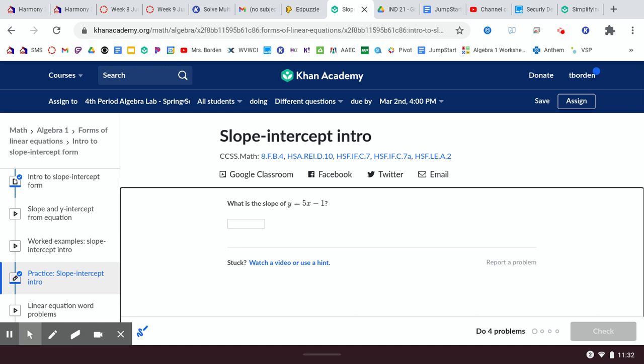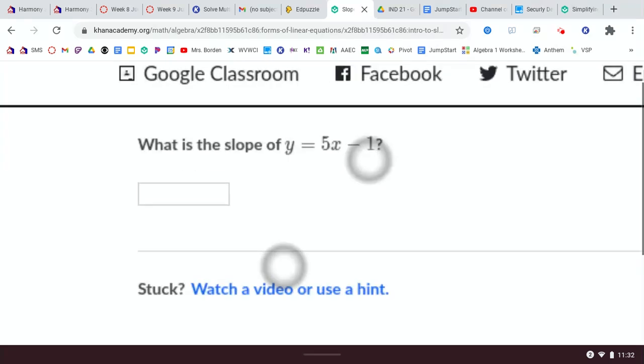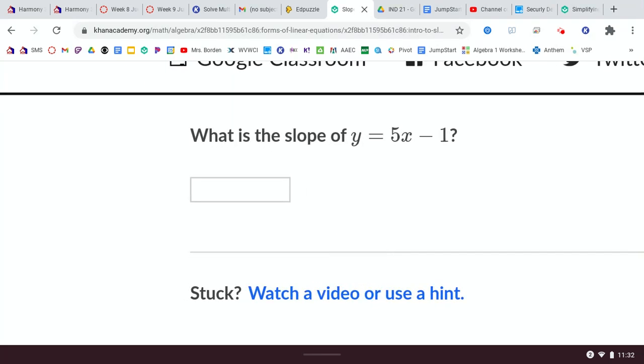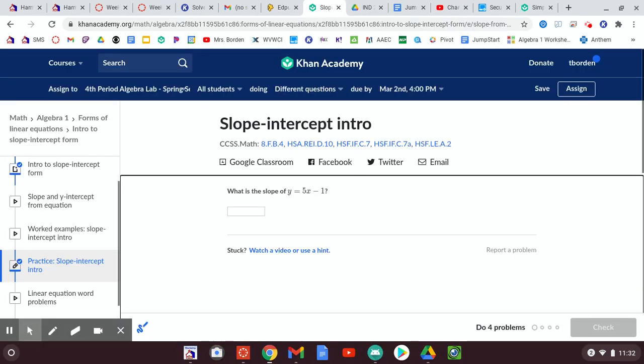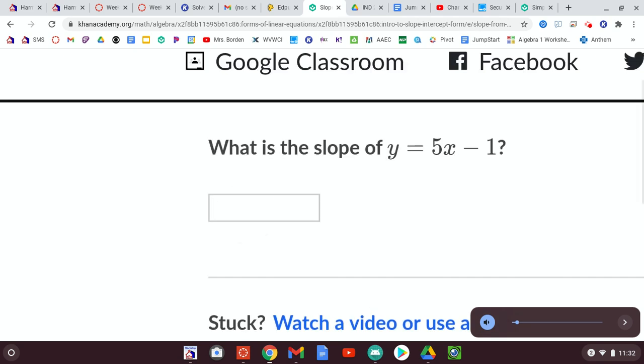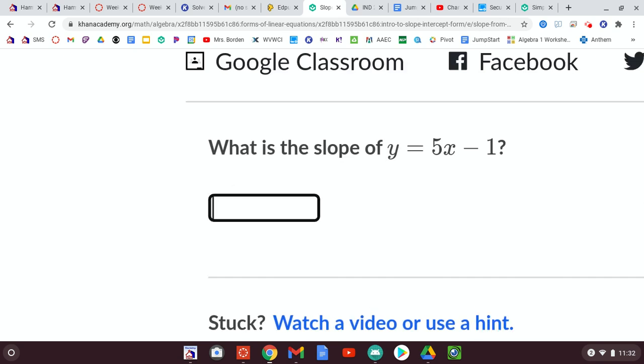All right, so it says, what, can you guys see that? Let's see if I can make it bigger. There we go. It says, what is the slope of y equals 5x minus 1? So what's the slope equal here? Let's see. Jalen, what's the slope? Not the x, just the 5. Okay, so the slope is just the m in front of the x. Or would you say behind? I guess behind the x. So the 5 is what's attached to the x. So just the 5 is the slope.